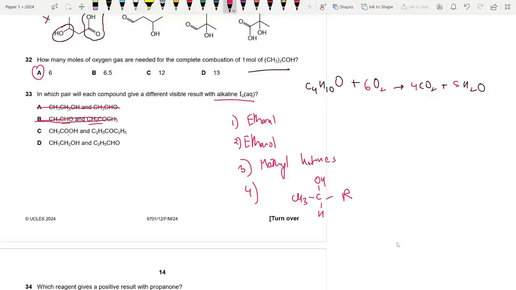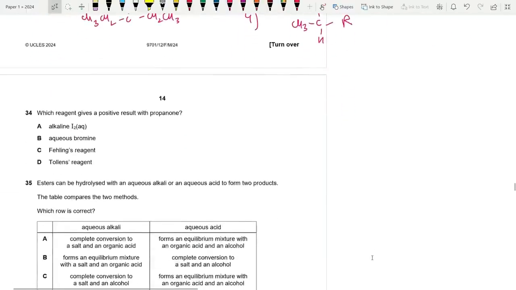This is ethanoic acid, and this is pentan-3-one, which is not a methyl ketone. So this is negative, this is also negative. So C is wrong. Both of them are negative for the test. And for D, it is correct, because ethanol gives a positive result, while the other won't. So one is positive while the other is negative.